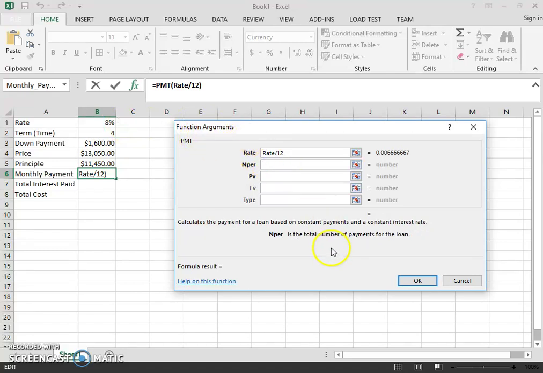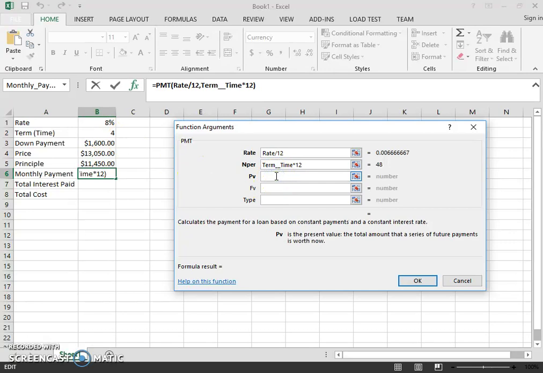NPER. NPER is the total number of payments for the loan. Now this is what you have to be aware of. Because the term is given to us in 4, which is the amount of years, okay? Because of that, we make a monthly payment. So we're going to have to go term times 12. So we don't make 4 payments, we make 4 years of payments, and we make 12 months of payments per year.